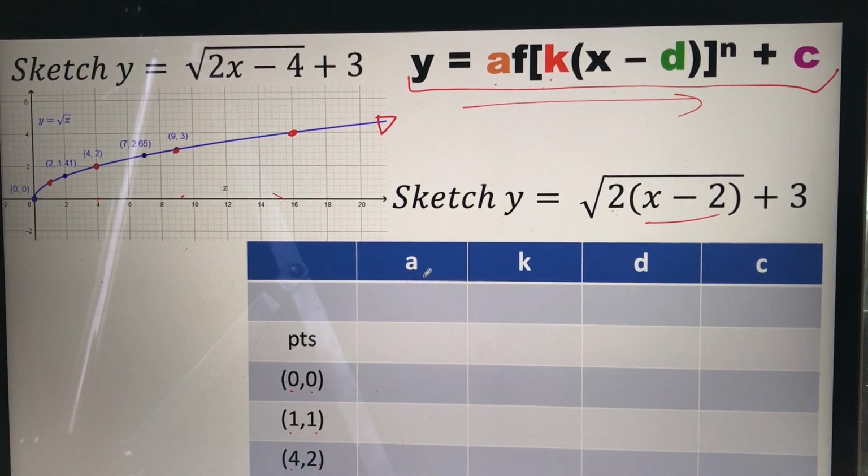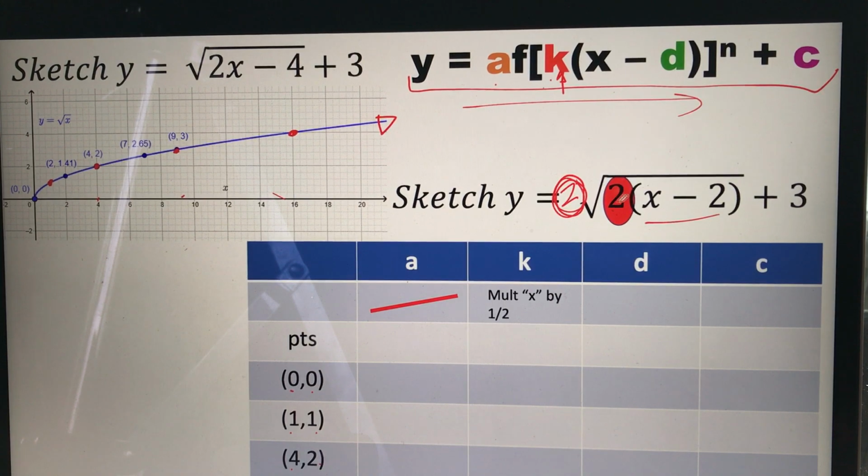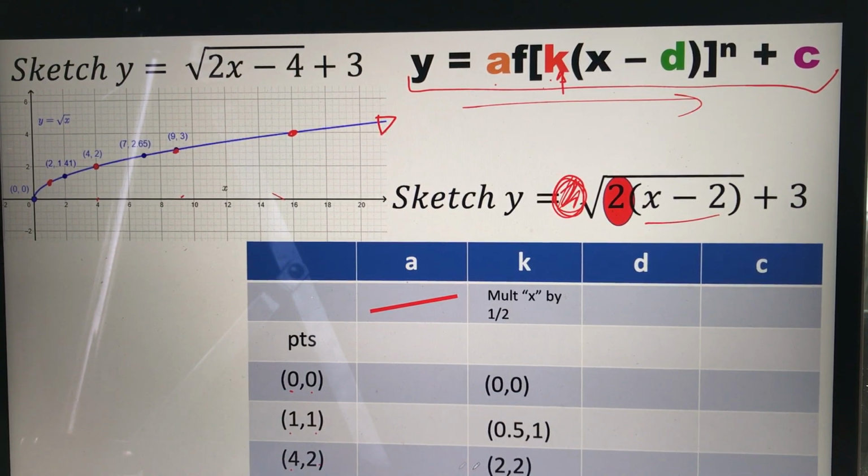So here we go. The first thing, there is no A. There's no numbers sitting out front here, so I don't worry about A. I skip it. There is a K because this is within the function. You see how here's my function, f of x, and there's my K tucked within the function. Here's my square root occurring. My 2 is tucked within it. If my 2 was out here, that would be an A. But my 2 is inside the function, so we treat it as a K. So I multiply my x values by 1 over 2. My x values, 0 times a half is 0, 1 times a half is a half, 4 times a half is 2. My y values stay the same.